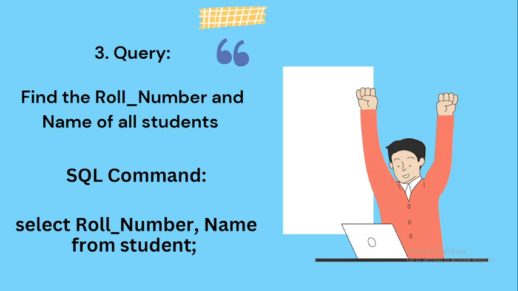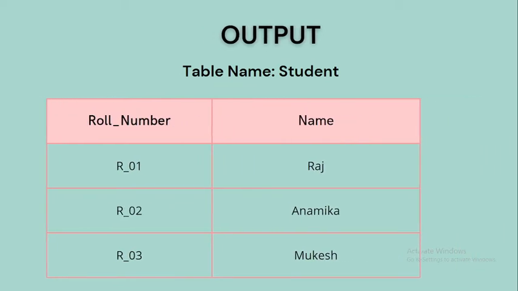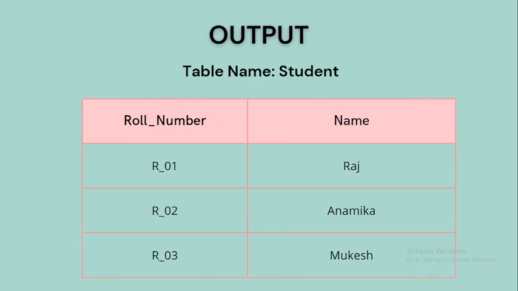So out of 3 columns, we want only 2 columns in our output table. For that, we are writing a query: select space roll number space name from table name. When we execute this SQL command, our output will come like this. In this output, you can see you are only having two columns, but you are having all three records because it is coming under the third category, selected columns and all records.